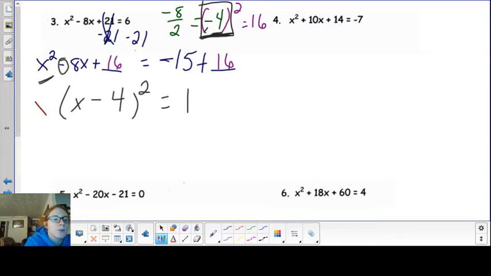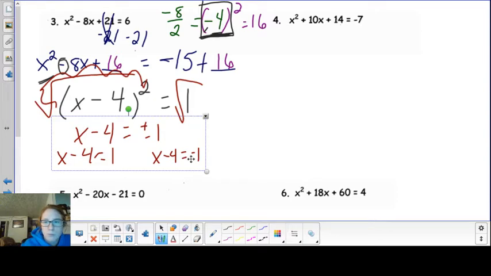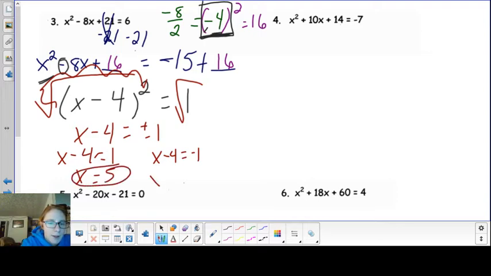Now I'm going to square root. These cancel. x minus 4 is equal to plus or minus 1. So you have x minus 4 equals 1, and x minus 4 equals negative 1. I'm going to add 4, so x is 5. I'm going to add 4, so x is 3.